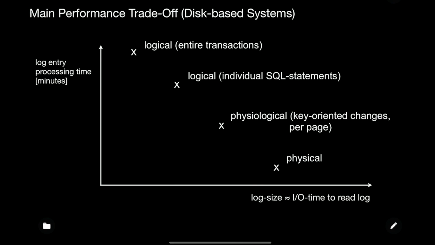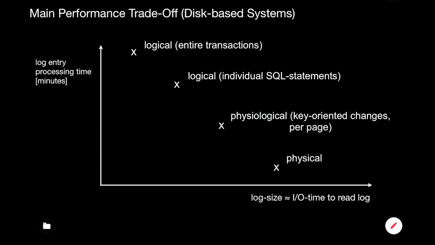And there are certain performance trade-offs that play a role, and you can differentiate disk-based systems versus main memory systems. So why do we have different types of logging? You see that when you think about the log size, how big is the file you're writing. That is depicted on the x-axis here. The size of the log pretty much determines the I/O time. It's a linear relationship.